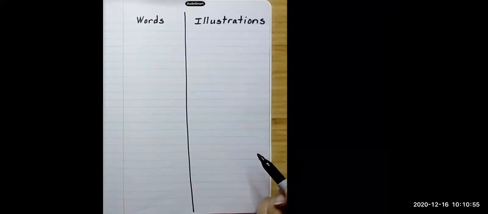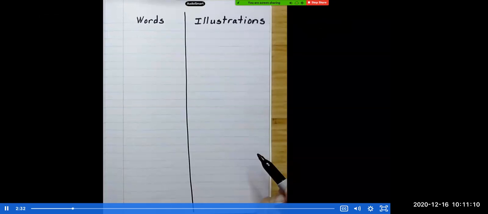Pause here to set up two columns in your journal. On the left side, you'll have the word words, and on the right side, you'll have the word illustrations. Just hit play when you're ready to dive into the story.